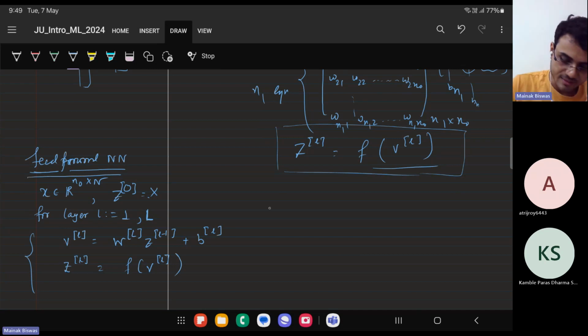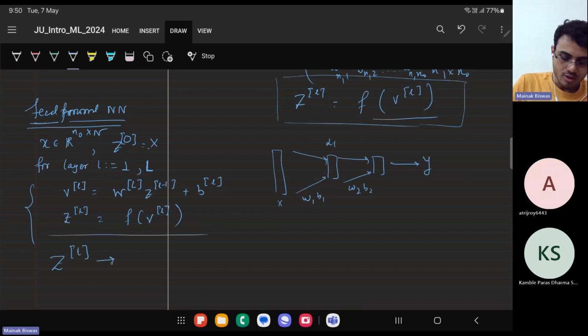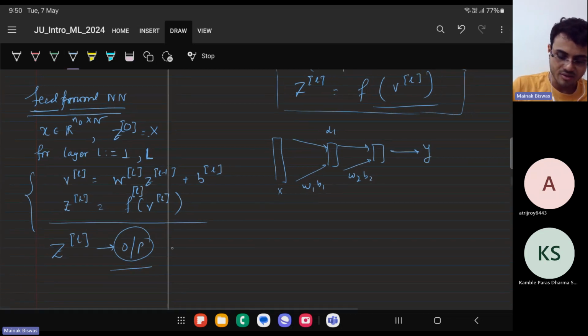Clear? So for example, you have this input X. This you will feed to layer 1. Layer 1 will give to layer 2. This is done by, say, W1 B1, W2 B2, and this will give me your Y output. So your ZL is the output. You can put a different activation function in each layer also. I'm just putting an L there. Clear? And then at the end, you will have a loss of ZL, capital L, and the labels Y.